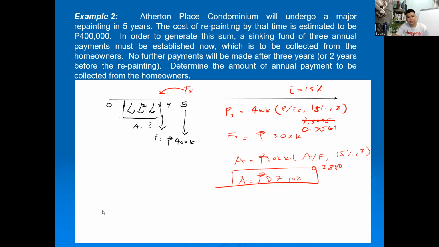So, ayun. That's an introduction for deferred annuities. Maybe, this will be just a part 1. And then we will talk about gradient and annuities.